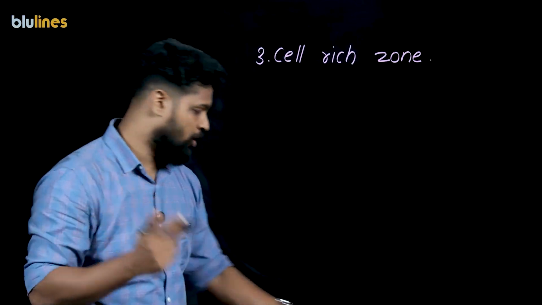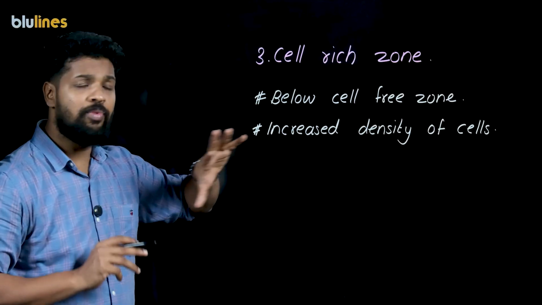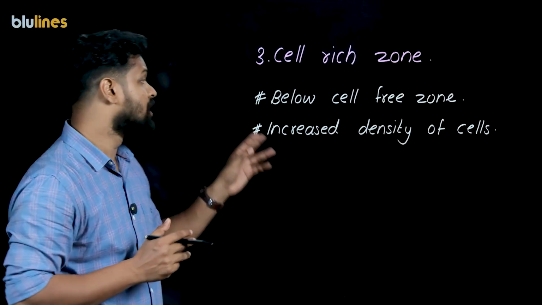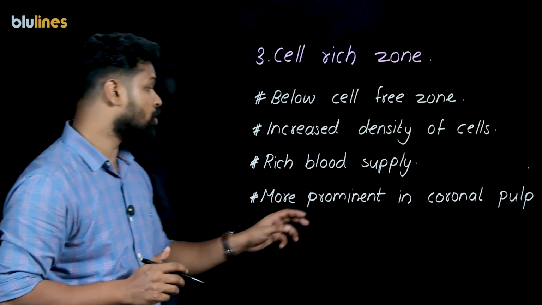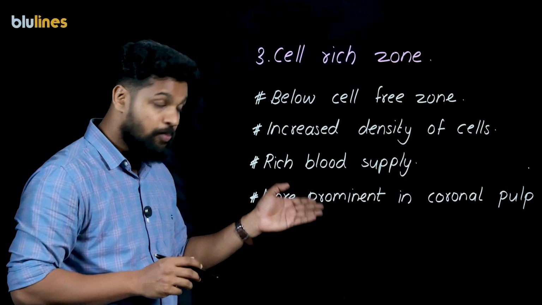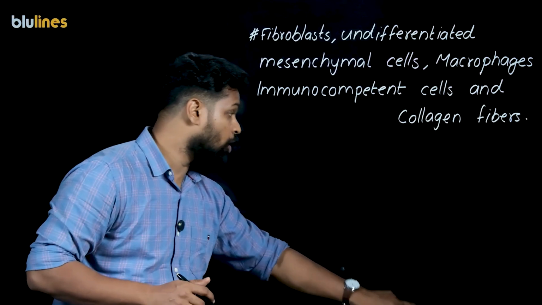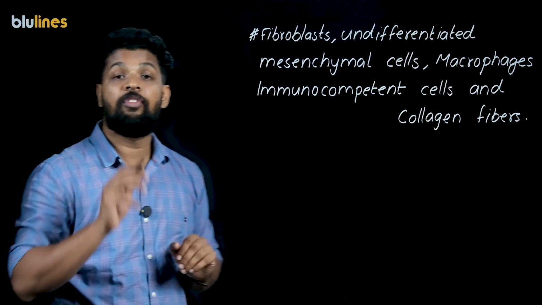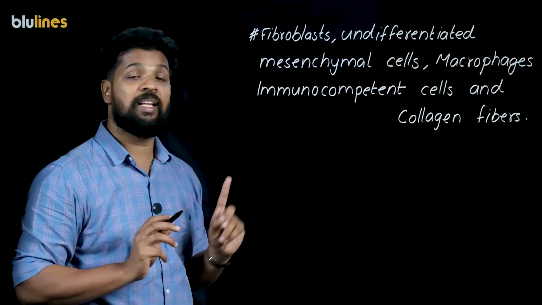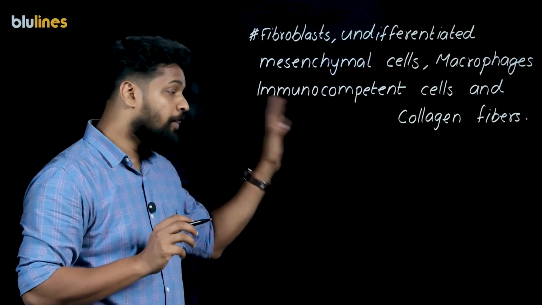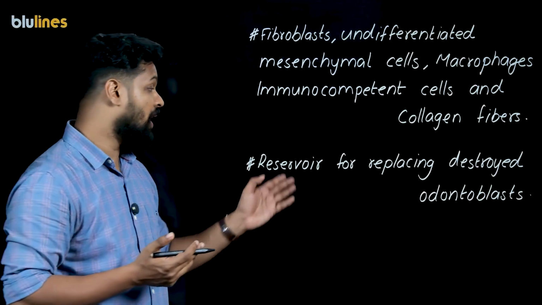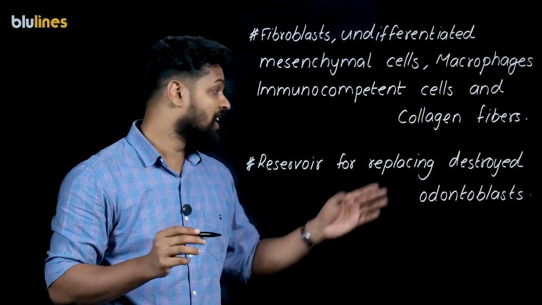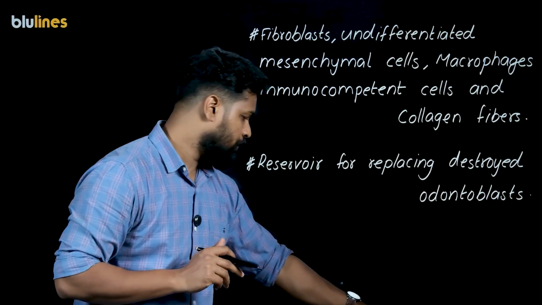Now coming to the cell-rich zone. As the name suggests, it is abundantly rich in cells, and is seen below the cell-free zone. It has a rich blood supply and is more prominent in the coronal pulp. It is composed of fibroblasts, undifferentiated mesenchymal cells, macrophages, immunocompetent cells, and collagen fibers. It is also a reservoir for replacing destroyed odontoblasts.